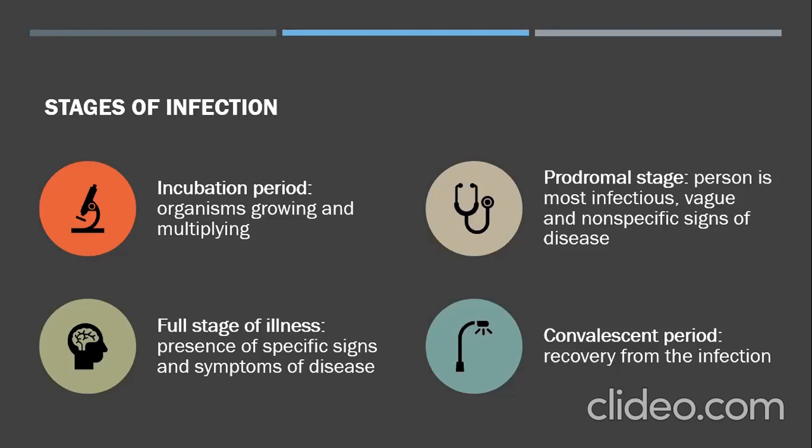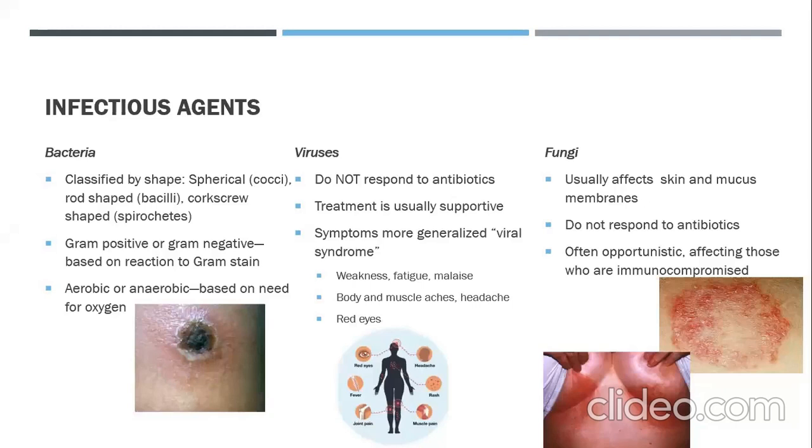So with COVID, they were giving people convalescent plasma infusions. Those were the antibodies of people who were recovering from having COVID. Different infectious agents. I didn't put parasites on here, but that's another infectious agent. Protozoa, another. So there's any type of infectious agent.